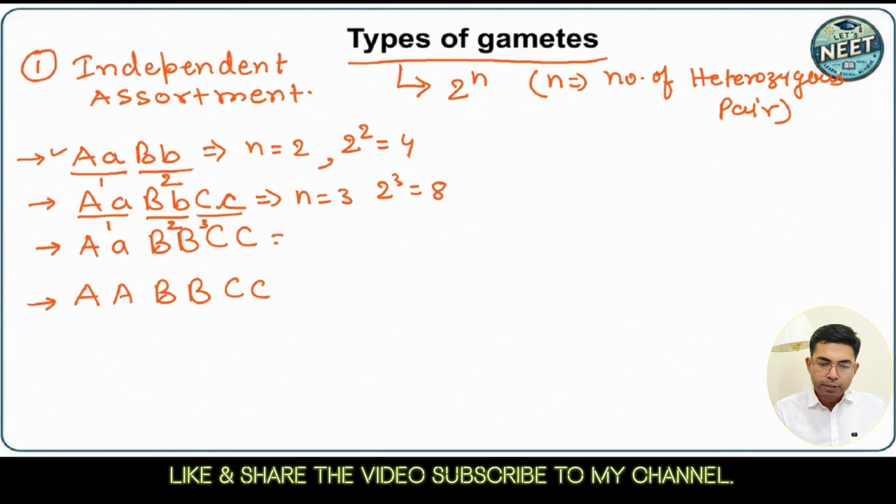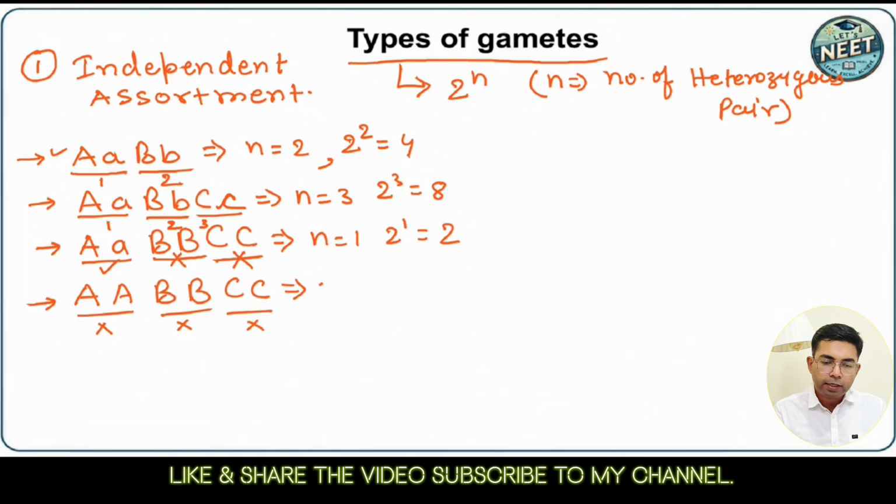Now here you do it by yourself. What is n here? Is this heterozygous? No, this is not heterozygous. Is this heterozygous? No. Is this heterozygous? Yes. So n is equal to 1 here. So 2 to the power 1 is 2. Now the last one: this is not heterozygous, it is a homozygous pair, homozygous pair, homozygous pair. So what is the value of n? n is equal to 0. So 2 to the power 0 is equal to 1. So here you get only one type of gamete. So this is the basic formula based on independent assortment.